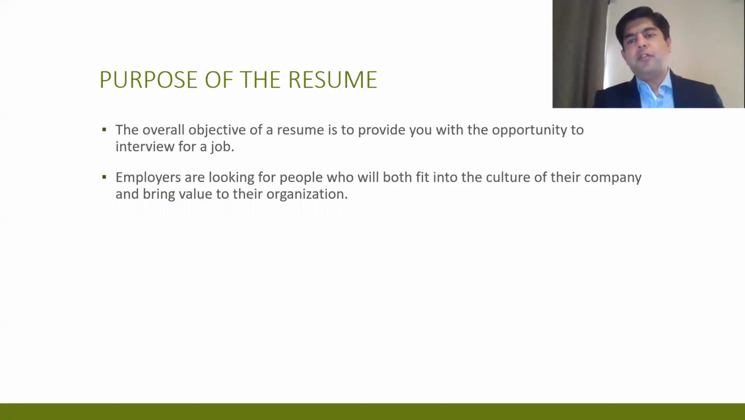So, the purpose of the resume. The overall objective of a resume is to provide you an opportunity to get an interview. So that's one important thing to note, that we would want to add value to the organization. We want to bring value to the organization, and this is what we want to tell the employer, that we can fit into their culture and we can add value to their organization. So these are key things to consider.